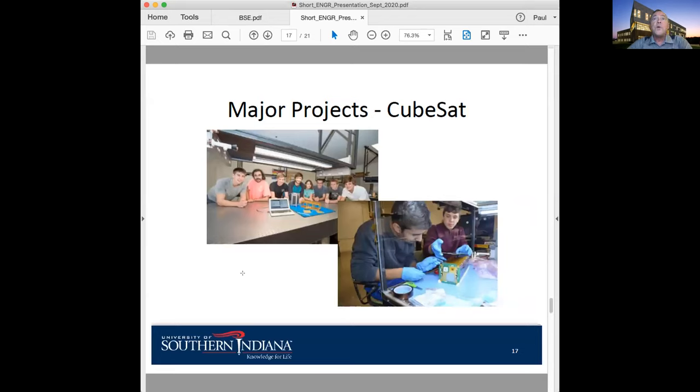Now, we've had some major projects of which we're very, very proud. One of them is the CubeSat project. This was done through a grant from NASA. And we had teams of anywhere from 10 to 12 students working over the course of 2.5 years to create a small satellite. You can see it's right there. It's about the size of a loaf of bread.